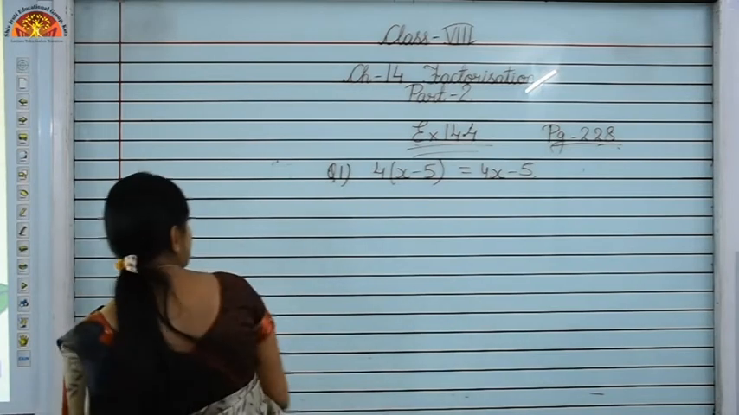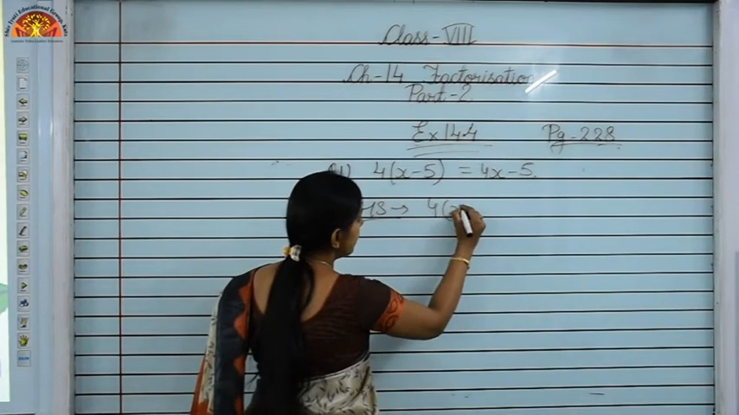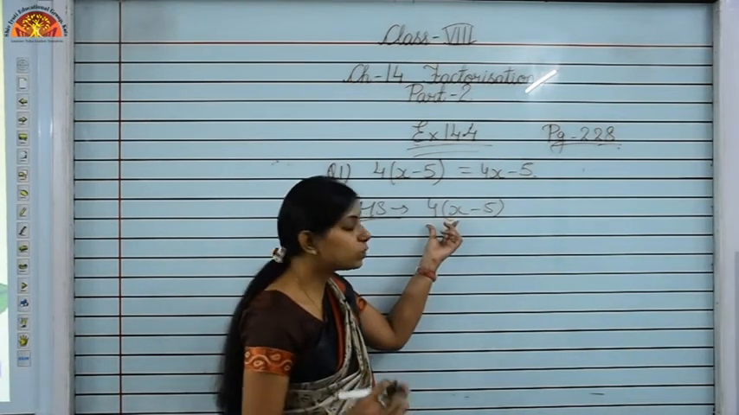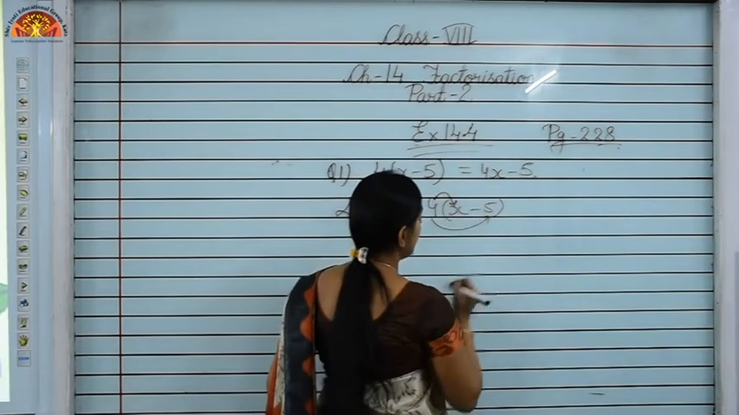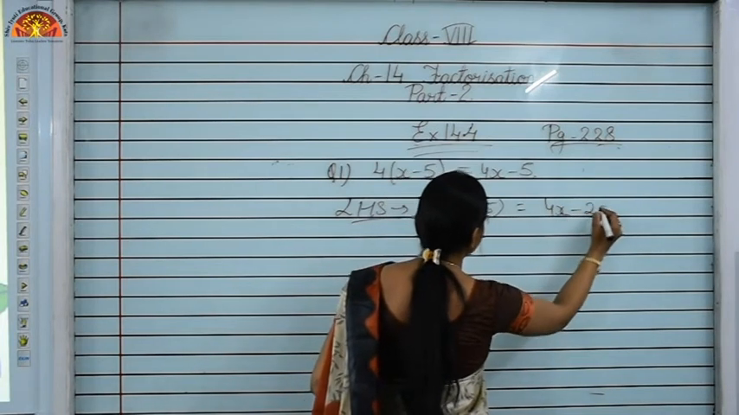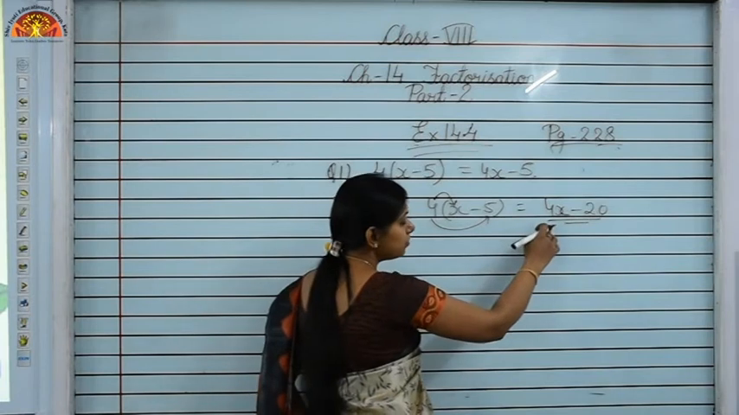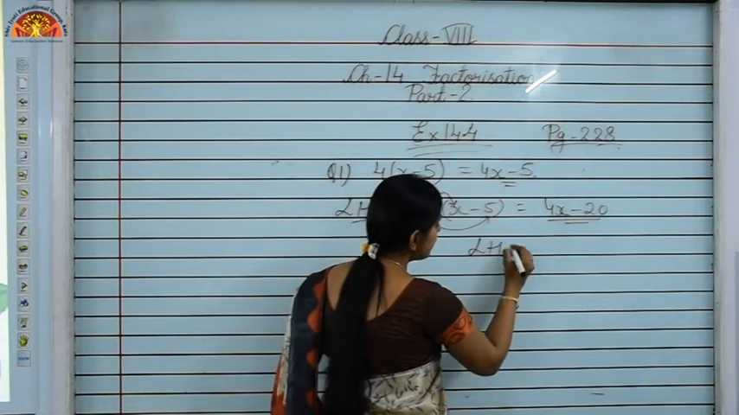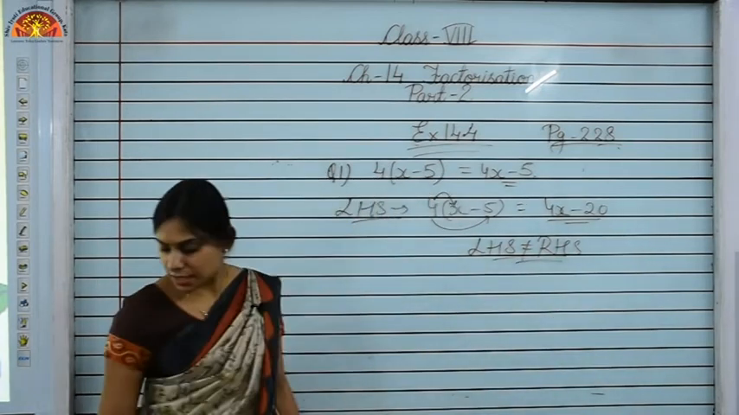So first of all children, we will solve the left hand side, that is 4 into (x minus 5). The 4 outside the bracket will get multiplied with each and every term inside the bracket. That is 4 into x and 4 into 5. So 4 into x is 4x and 4 into 5 is 20, and here it is a minus sign. So your answer should be 4x minus 20. But it is an error children. In the right hand side it is 4x minus 5. So you can write that left hand side is not equal to right hand side. Got it? In a similar manner we can solve the next question.